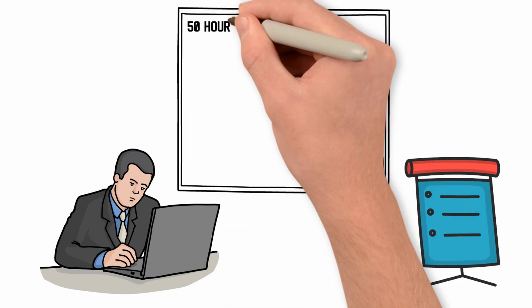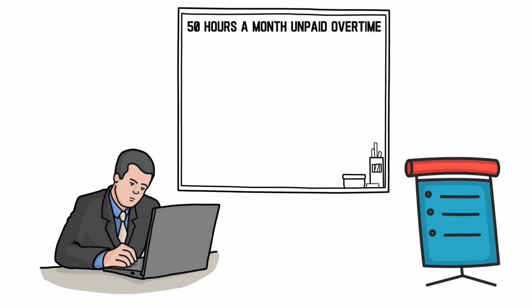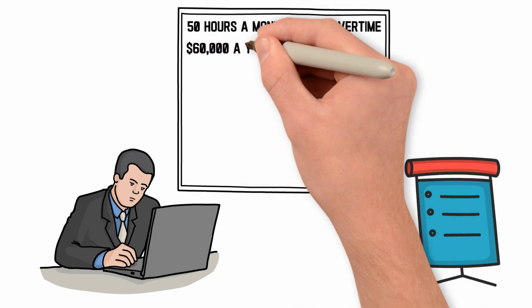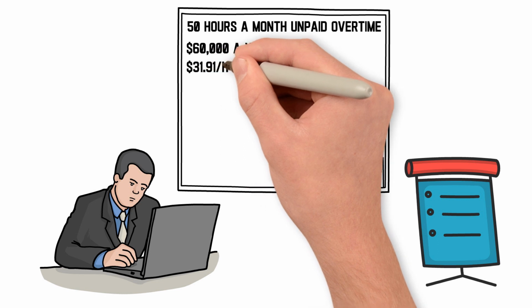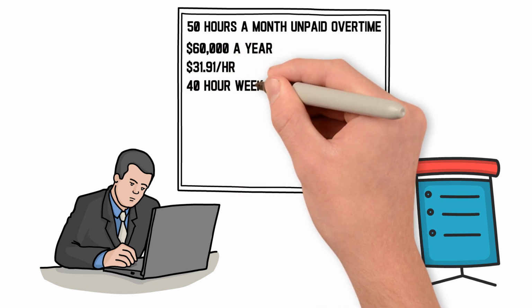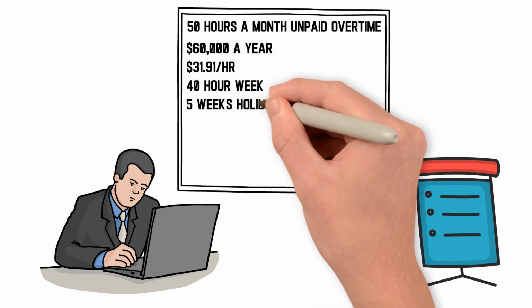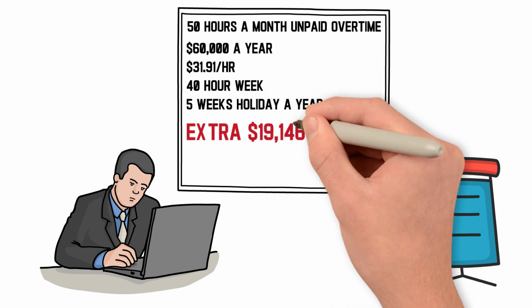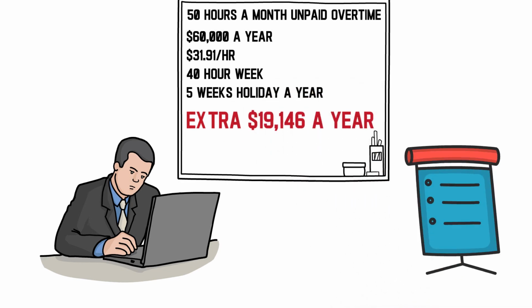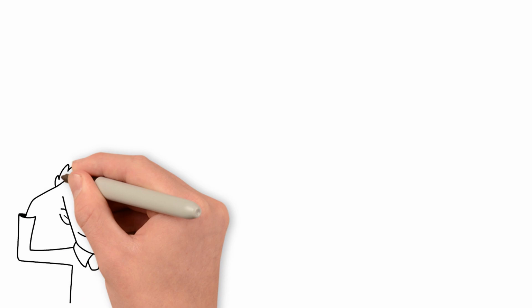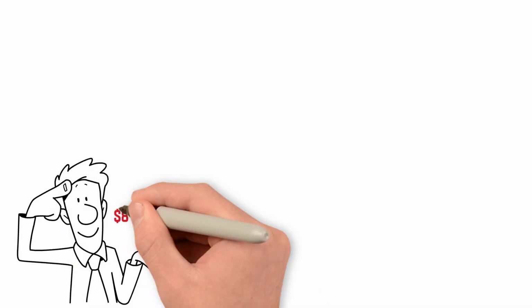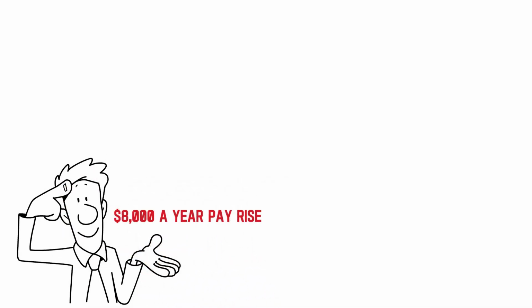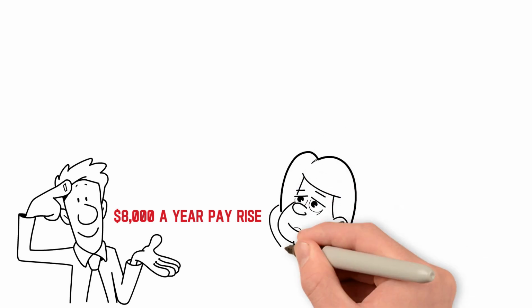For example, you may work an average of 50 hours a month unpaid overtime. If your salary is $60,000 a year, that equates to about $31.91 based on a 40-hour week with 5 weeks holidays a year. So 50 hours of overtime a month equates to an extra $19,146 a year of value you are providing to your employer. If you are only asking for an $8,000 a year pay raise, then your employer is still getting good value.